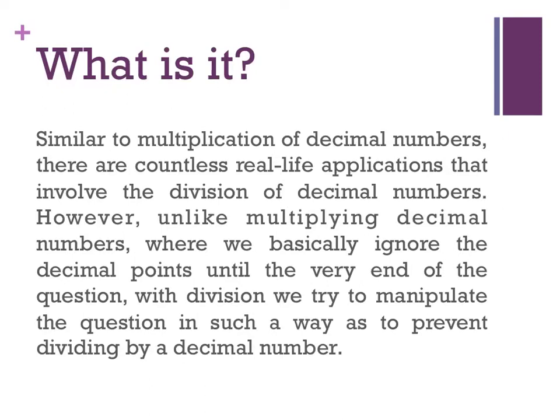But unlike multiplying decimal numbers, where we basically just say ignore the decimal points like we have been for the last few lessons, with division, we try to manipulate the question in such a way as to prevent dividing by a decimal number. What am I talking about? Let's think back to multiplication. Remember, I said, for the moment, ignore the decimal points, do the multiplication, and we'll add the decimal points in at the end. And it was really quite easy.